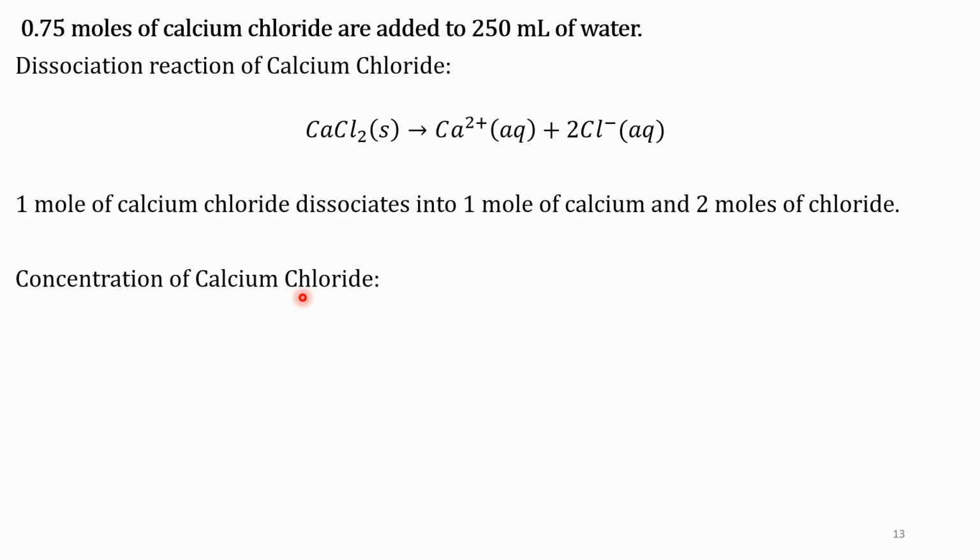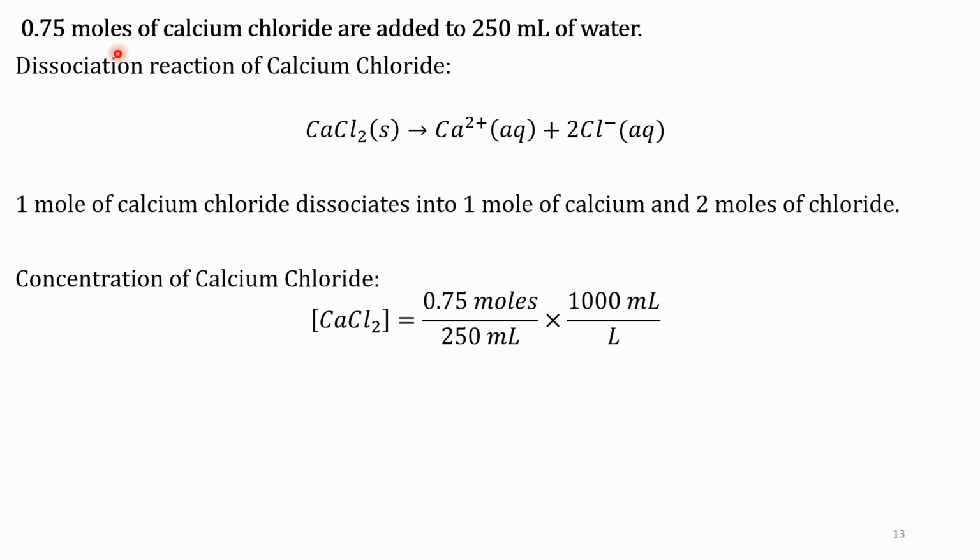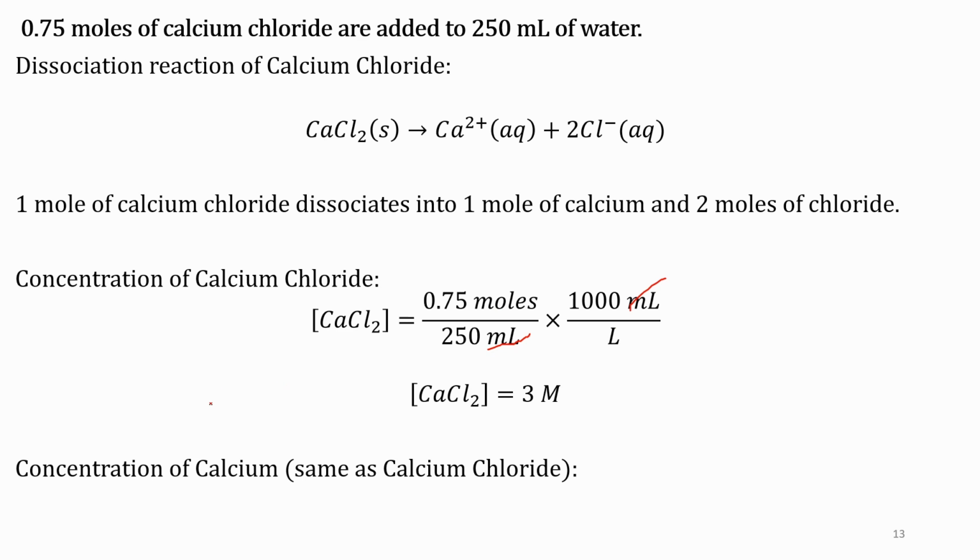Concentration is moles per liter. So we're going to write the concentration of calcium chloride as the number of moles. We have 0.75 moles of calcium chloride divided by 250 milliliters of water. We need to multiply by a conversion factor, which is 1000 milliliters per liter, so that we can cancel out milliliters with milliliters and get left with moles per liter. Our answer is 3 molar. Then the concentration of calcium is the same as calcium chloride, and that's going to be 3 molar.